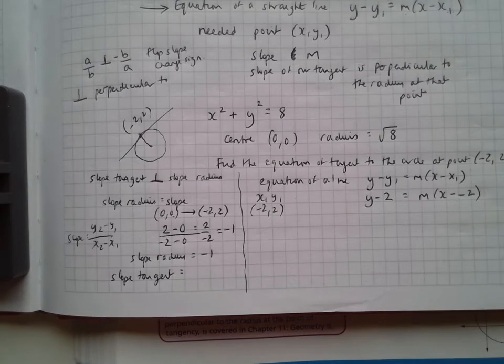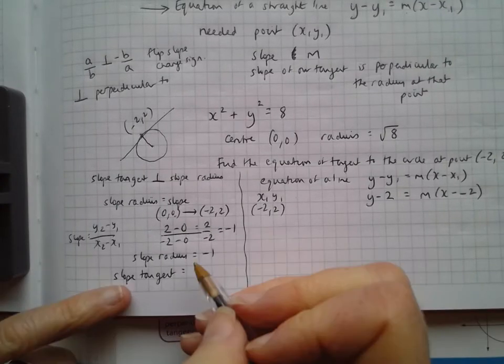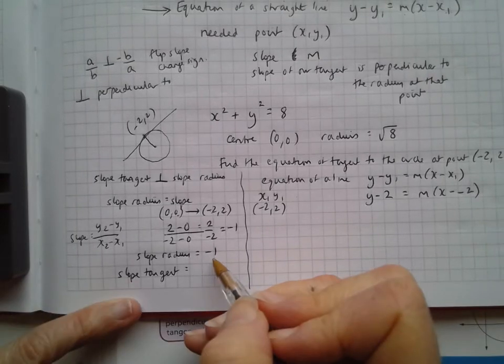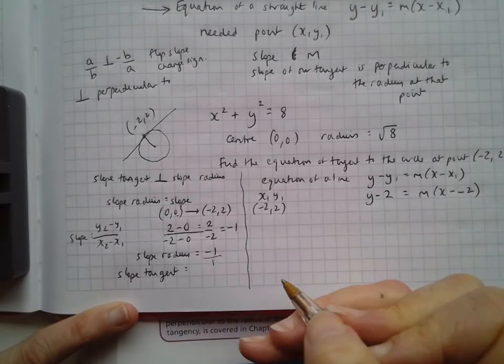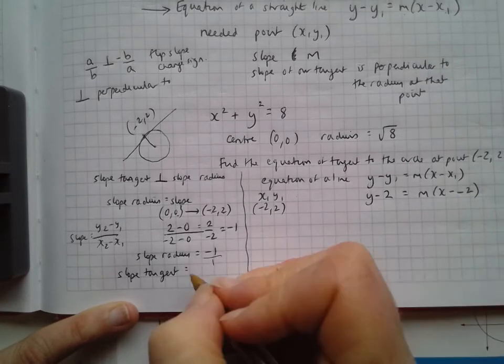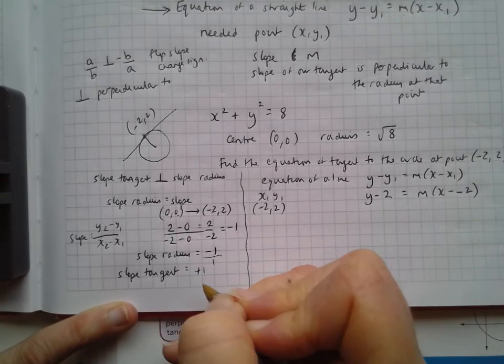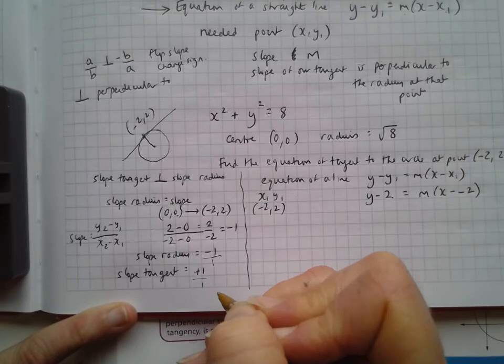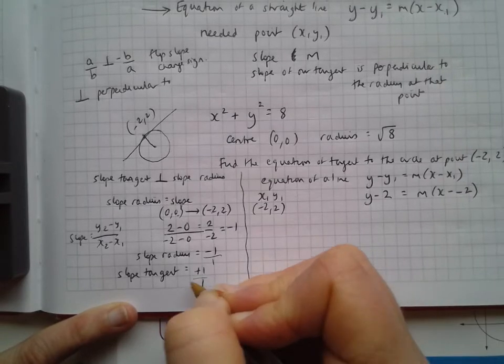Now this is a bit weird because this slope is minus 1. That's actually the same as minus 1 over 1. So to flip that slope is actually just plus 1 over 1. We flip the slope and change the sign. So a perpendicular slope to minus 1 is plus 1.